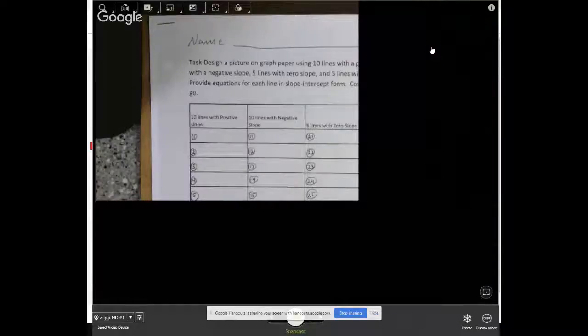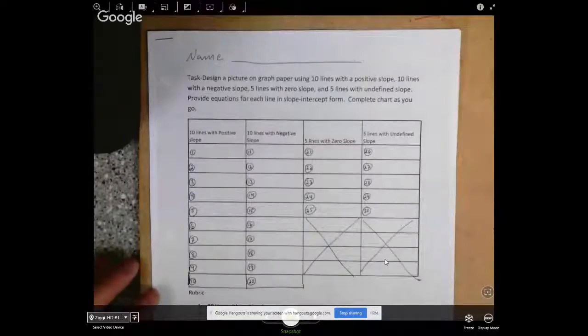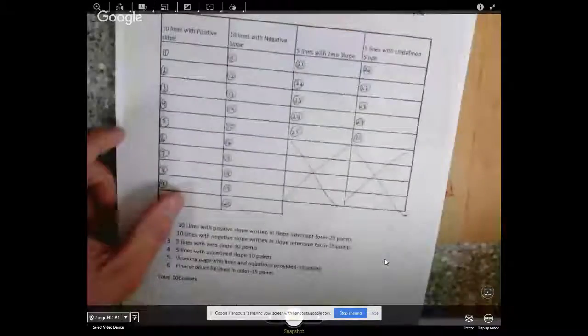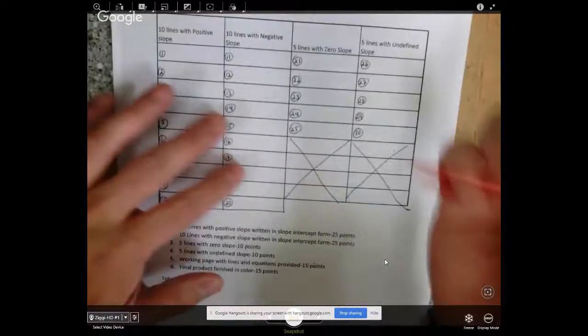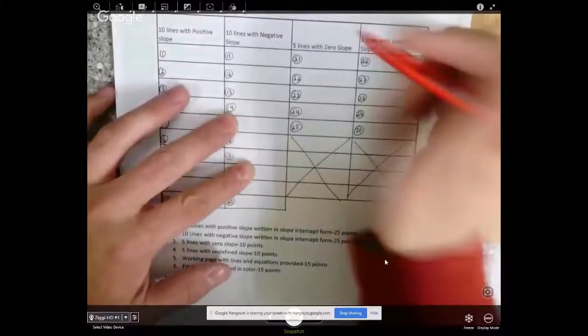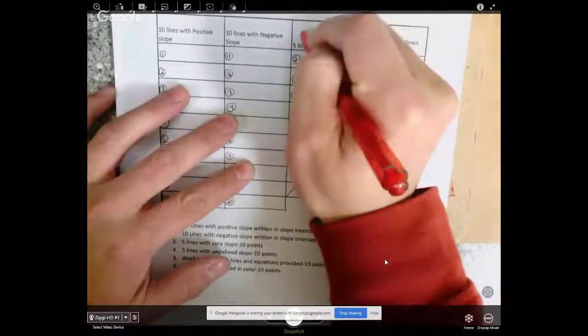Okay, the first thing on this paper is lines with zero slope. Right, horizontal. Horizontal lines go left and right.